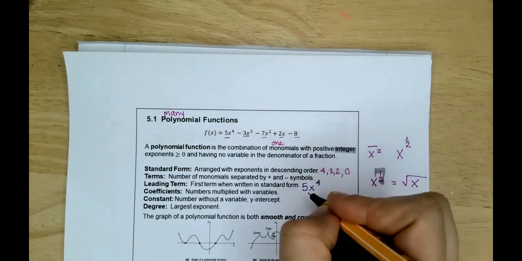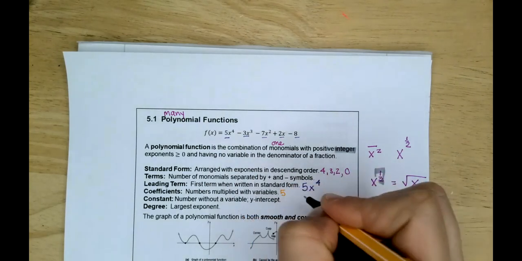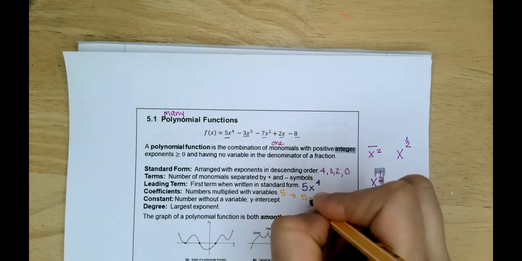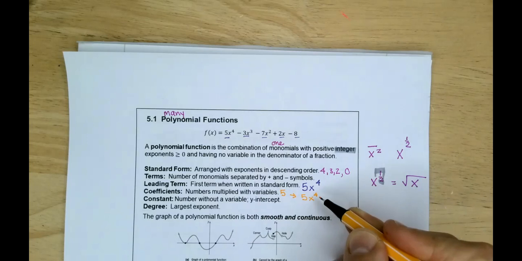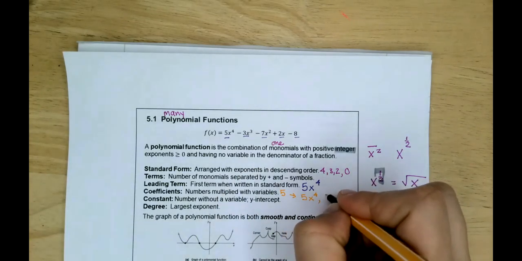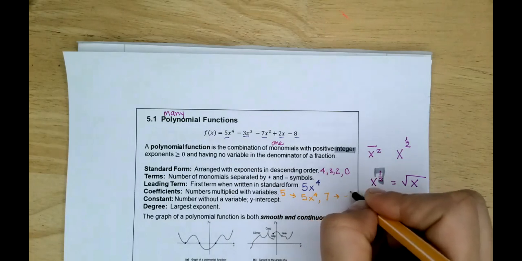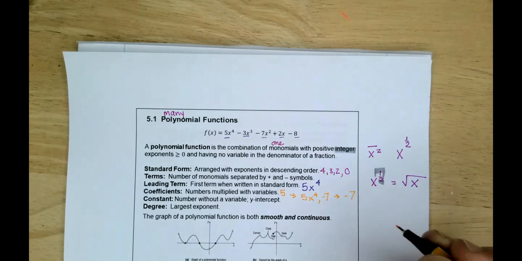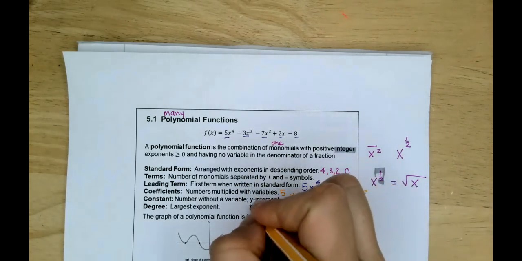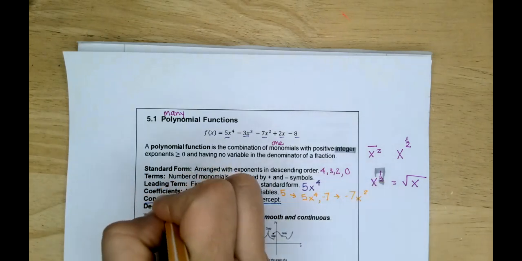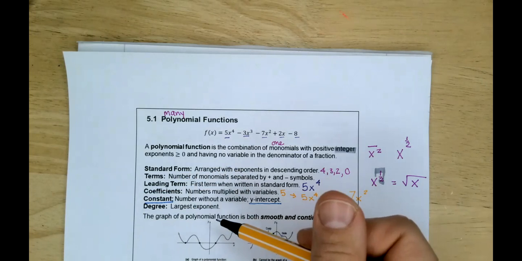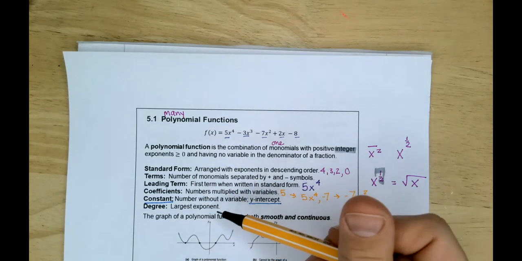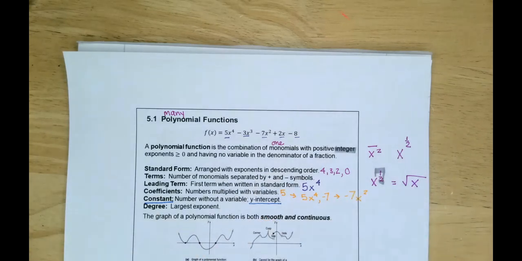Good? A coefficient means that we're just talking about the number. So 5 is the coefficient of 5x to the fourth. It's what your variable is being multiplied by. And negative 7 would be the coefficient of negative 7x squared. Good? Your constant, just like in all of the other examples in this course, is your number without a variable. Your constant is always your y-intercept. Good. Your degree is the largest exponent, so your leading term is going to have the largest exponent, and that's going to be the degree of the entire polynomial, okay?